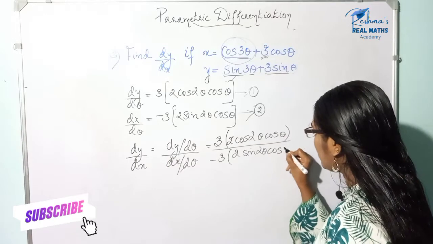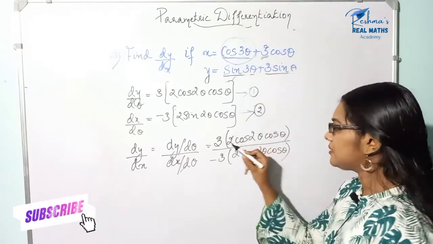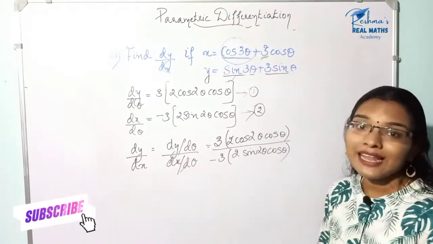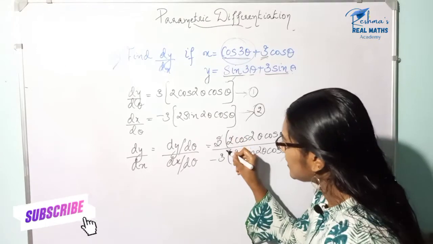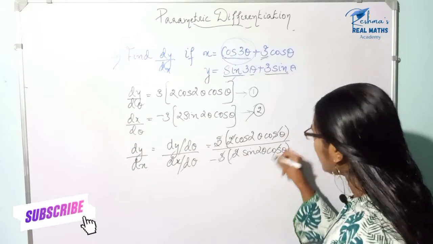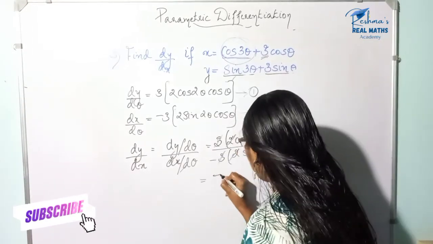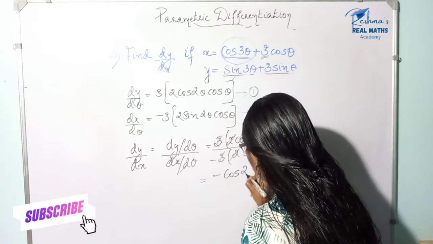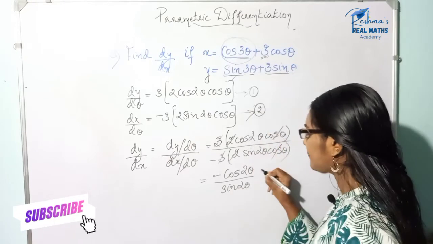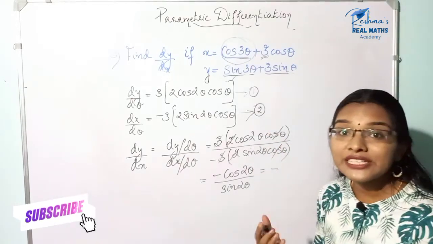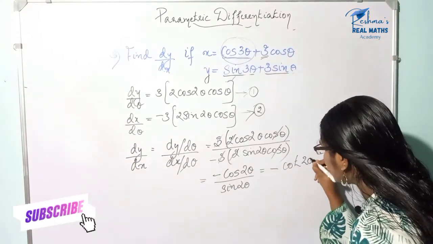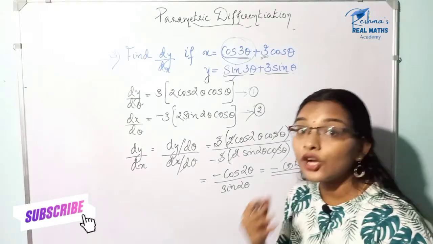Now, since the terms are being multiplied in the numerator as well as denominator, we can cancel out the common terms. 3 is common in the numerator and denominator. 2 is common. Cos theta is common. Now, what remains? Minus cos 2 theta by sin 2 theta. Minus, what is cos 2 theta by sin 2 theta? What is it? It is cot 2 theta. So, the answer is minus cot 2 theta.